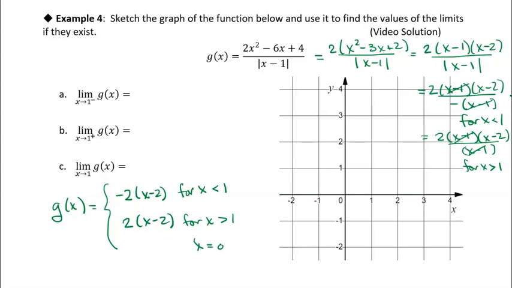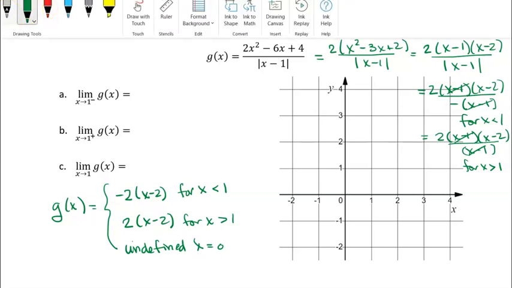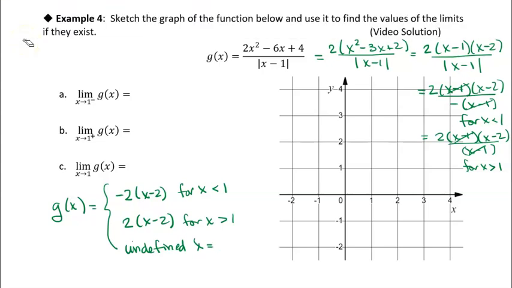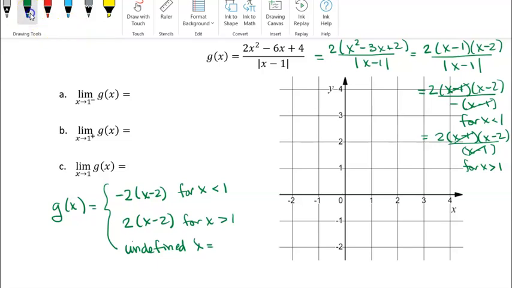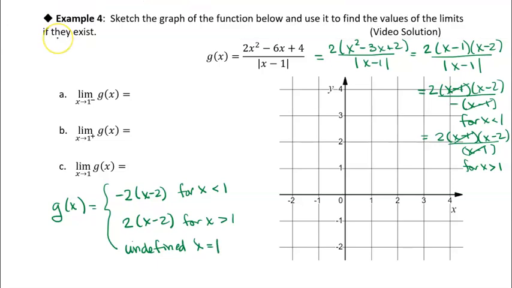And when x is equal to 1, it's undefined, right? It's undefined, so it does not exist. I'm just going to write undefined for x equals 1, right? Because that's what we're looking at. x equals 1. All right, so let's graph what that looks like.